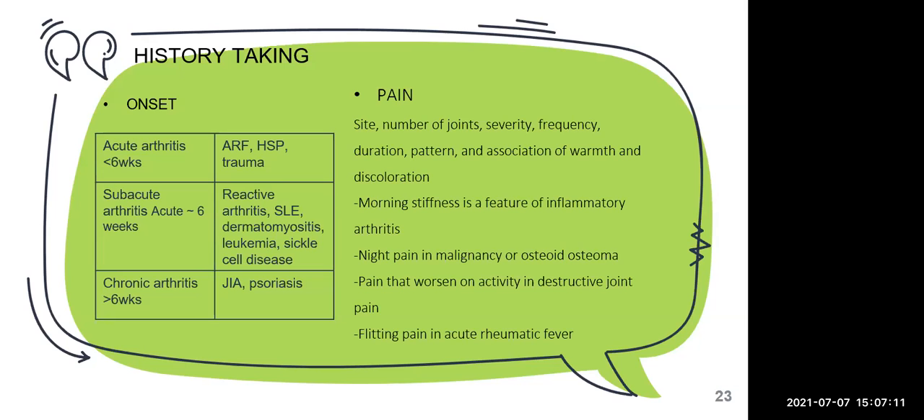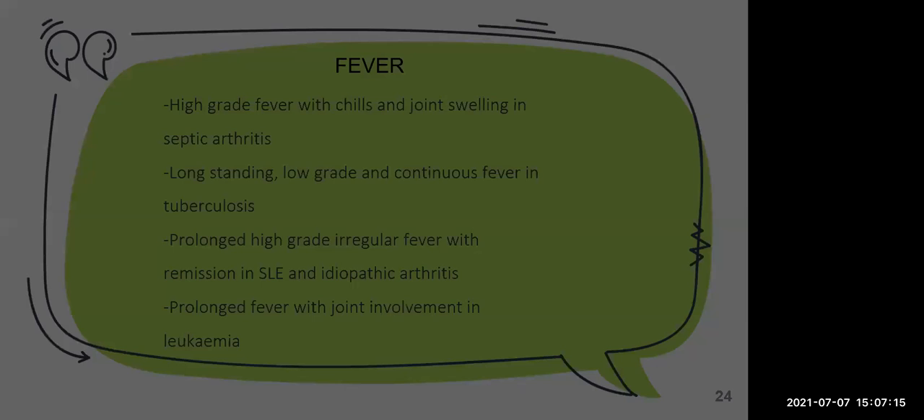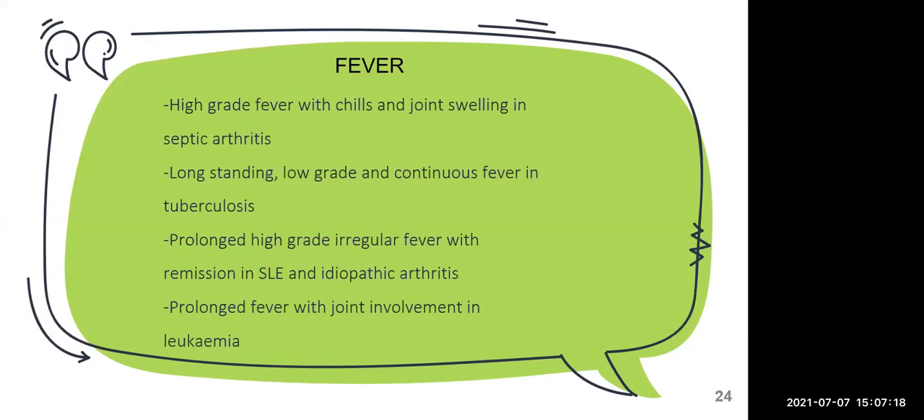Okay, so next, it is also important to ask if the patient has fever, and the pattern of fever. If it is high grade fever with chills and joint swelling, it's usually due to septic arthritis, while long-standing low-grade and continuous fever can be seen in tuberculosis. Prolonged high-grade regular fever can be seen in SLE and idiopathic arthritis, while prolonged fever with joint involvement can also occur in leukemia, in malignancy.